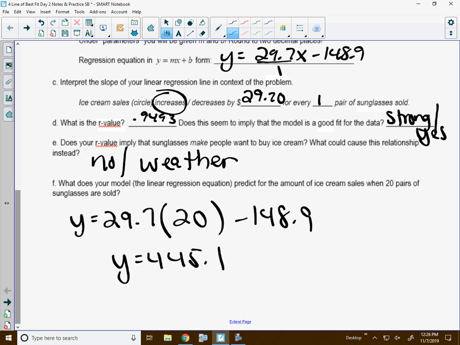I'm getting 445.1, which, if you look at your scatter plot, it should look like your line crosses about 405, 445.1. Okay, I know that was long, but the next one will go faster because you know what you're doing. Any questions for me?